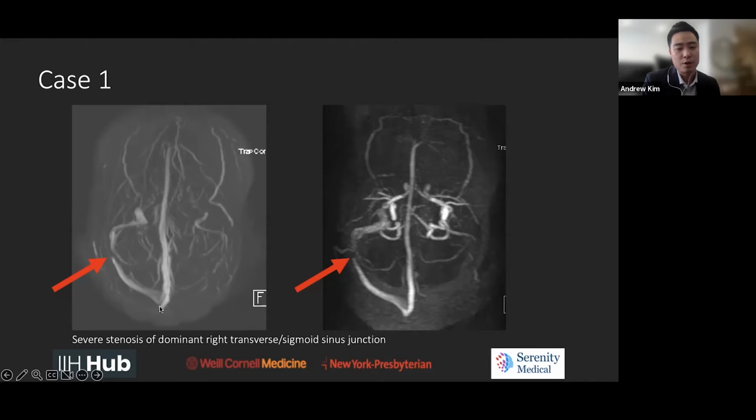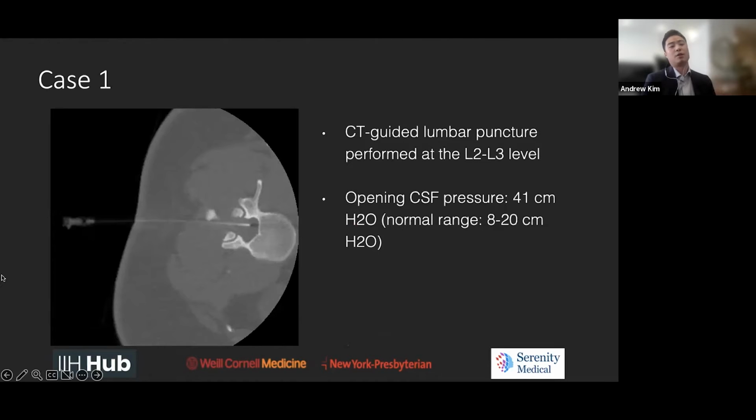You can see that there's a superior sagittal sinus, a dominant right transverse and sigmoid venous sinus with a more hypoplastic left-sided sinus. But along the dominant right distal transverse sinus, you can see that there's this focal severe stenosis. You can appreciate that on both techniques used for this MR venography. So given that constellation of findings, there was definitely a suspicion for IIH.